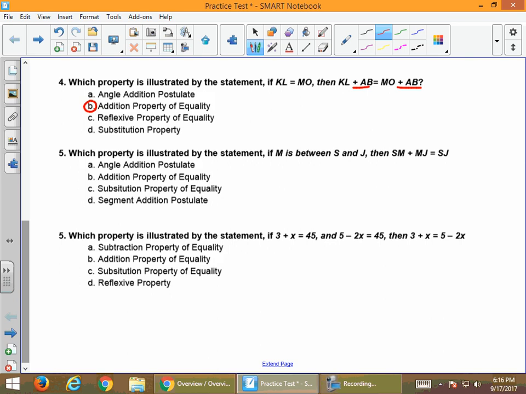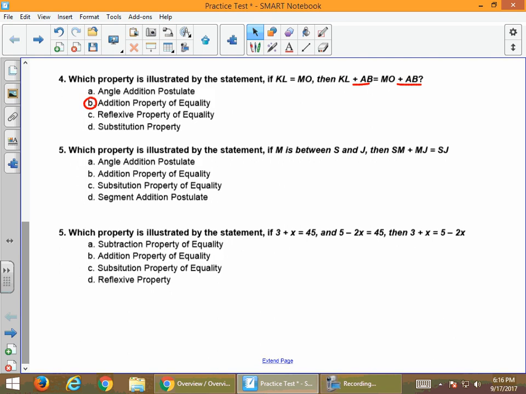Angle addition and segment addition postulates. Don't forget, when it is segment addition, you will see things like KL plus maybe LB is equal to KB. And what you'll notice is most of the times those inside letters for segment addition will be the same. Since that's not what we have going on here, it is not segment addition, and really that wasn't even one of our choices. So it is just regular old addition.